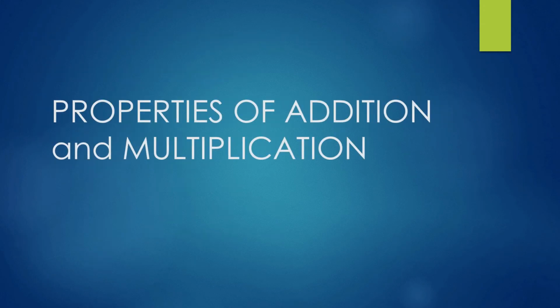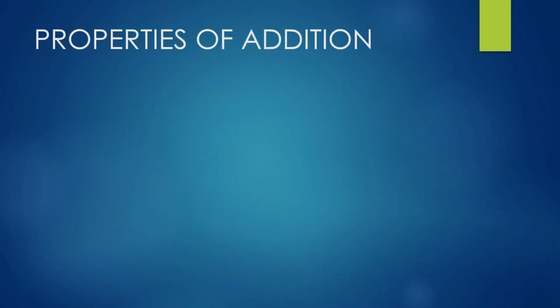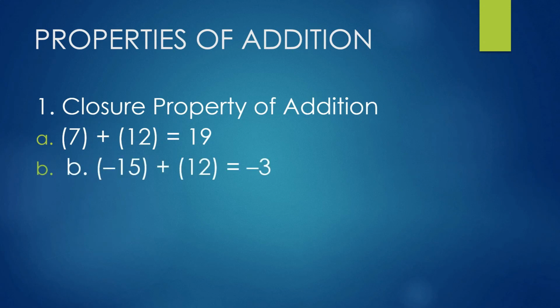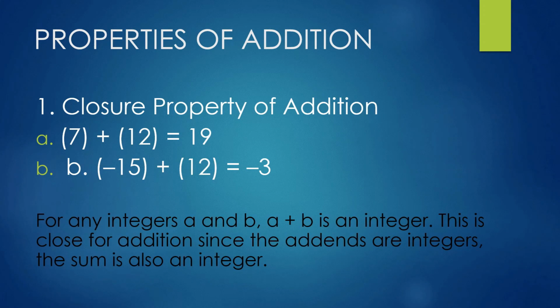Okay, so let's proceed with the properties of addition and multiplication. For the properties of addition, first we have the closure property of addition. For example, positive 7 plus positive 12 is equal to 19. For B, we have negative 15 plus positive 12. Applying the rule, one is negative and the other is positive, so 15 minus 12, the answer is 3. Attach the negative sign. So for any integers A and B, A plus B is an integer.